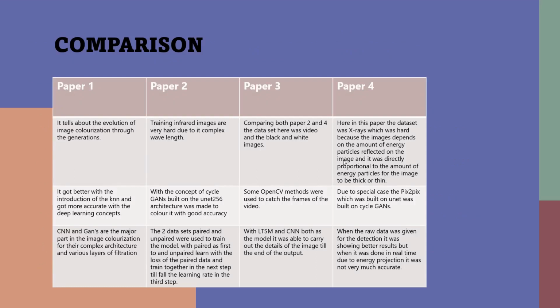Comparing all four papers, the first paper tells us about the history of image colorization. The second paper tells us about how the image colorization was done in infrared images. The third one was basically about the video and the image, where OpenCV was introduced. The fourth one was peculiar when compared to all the other papers, because when the raw data was taken into account, the detection showed much better results when compared to the real time.